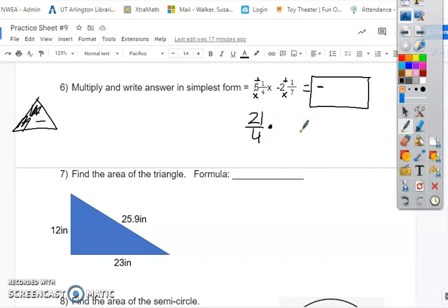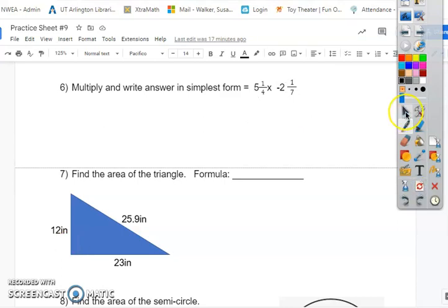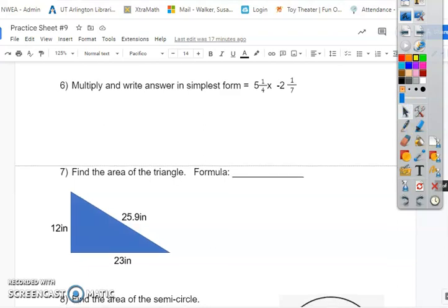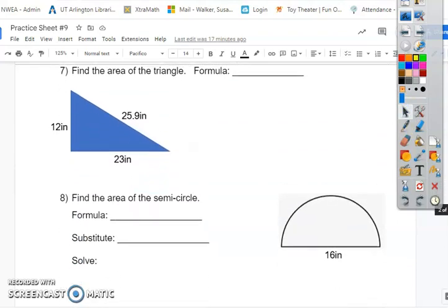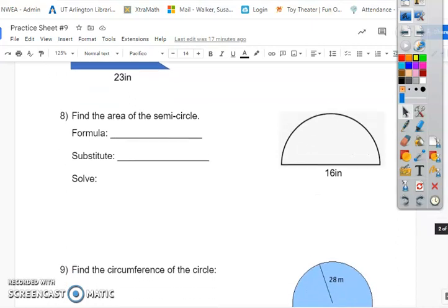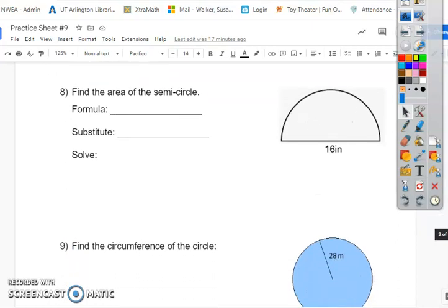Okay? Number 7, find the area of the triangle. I'm not going to do that one for you. I will tell you, here's your right angle. So write the formula, go to your formula chart, write your formula. You should be plugging in 2 numbers.